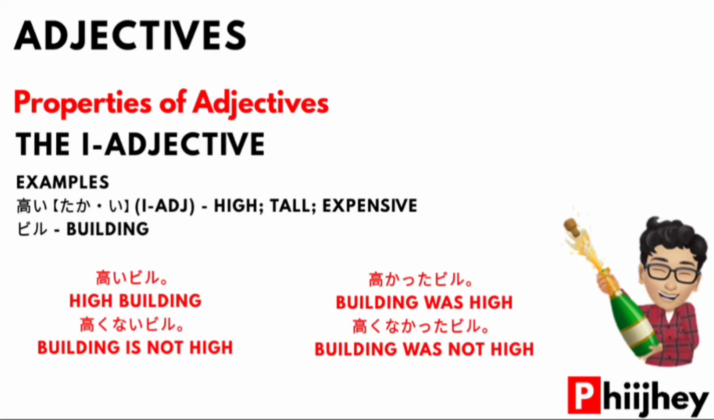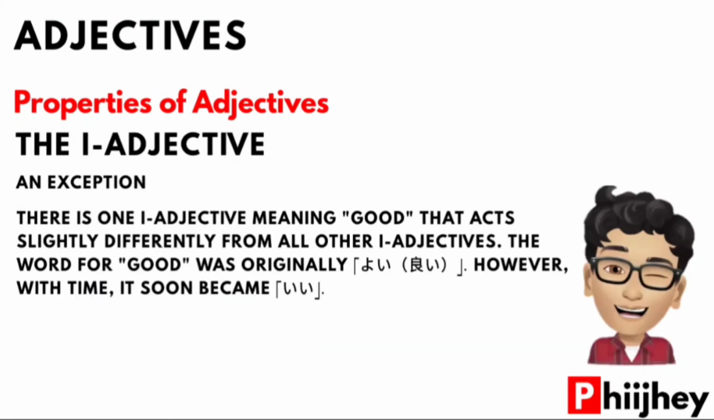Here is another example. Takai is high, tall or expensive, and then biru is building. Takai biru, that means high building. Takakunai biru, that means building is not high. Takakatta biru, that means building was high. Takakunakatta biru, that means building was not high.